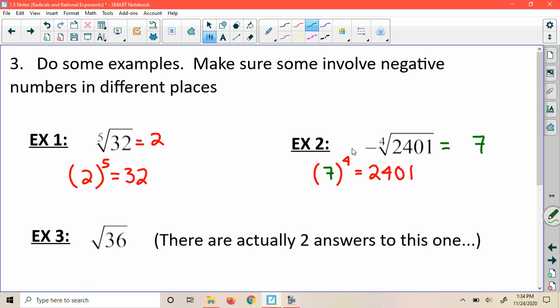You might say, wait a second, what about this negative in the front? That negative doesn't do a whole lot. It just hangs out there. So our official answer is negative 7. It's like whatever this 4th root is times a negative 1. That's all the negative's doing there.